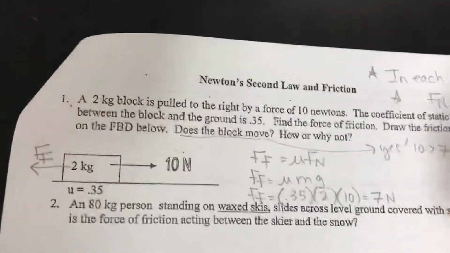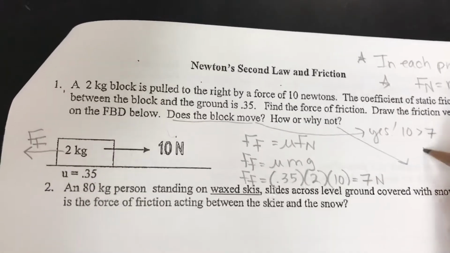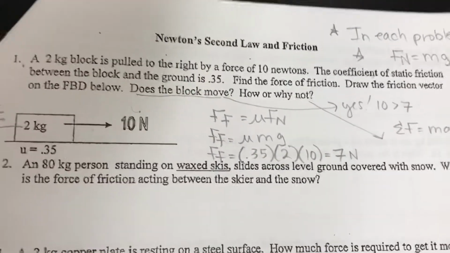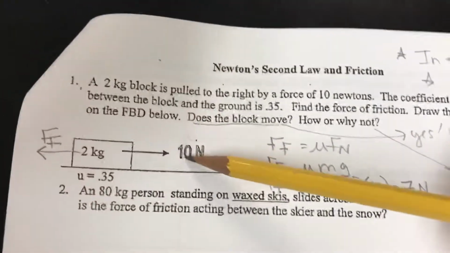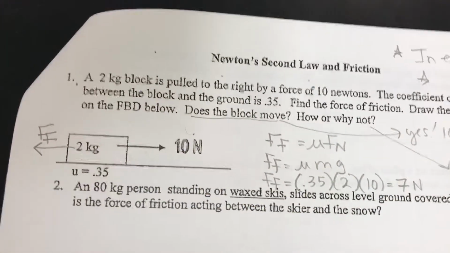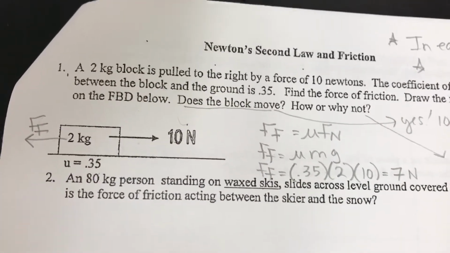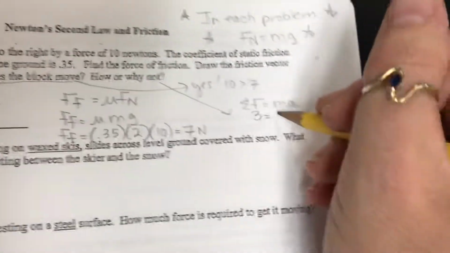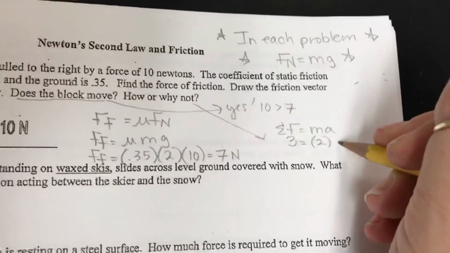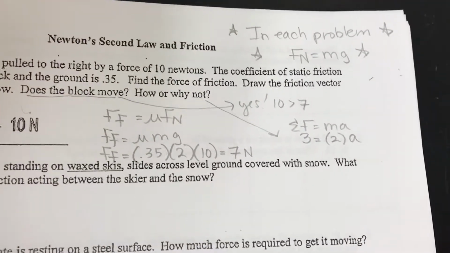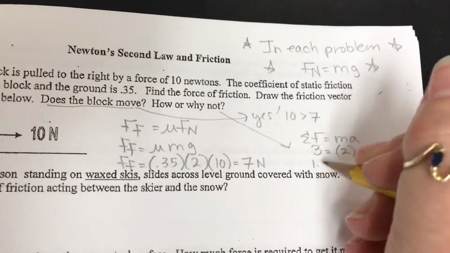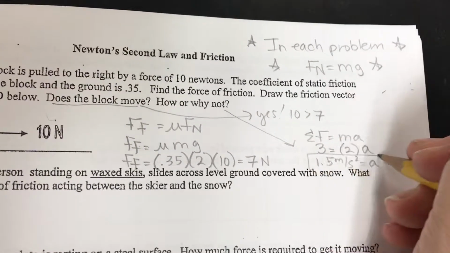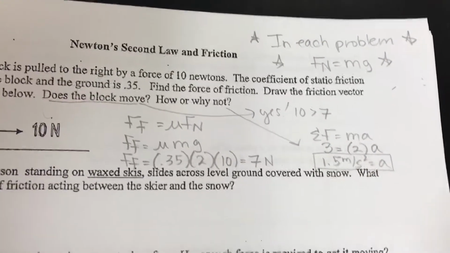So how does it move? Well, we can say here that the sum of the forces equals ma, right? Well, what's the sum of the forces? If I have 10 going this way and 7 going that way, the sum of the forces would give me 3. And my mass is 2, and my acceleration is what we're looking for. Doing this, I should find that this moves with an acceleration of 1.5 meters per second squared.